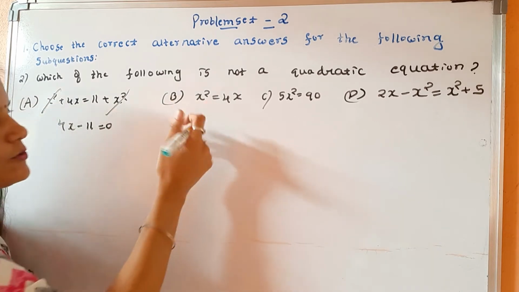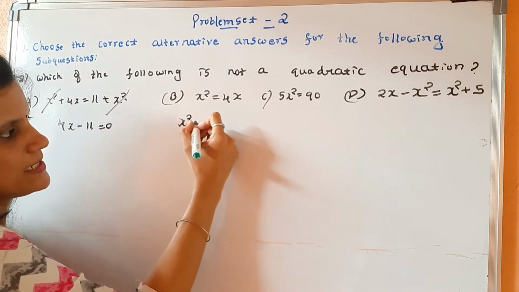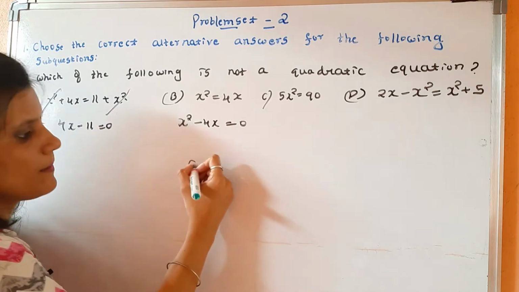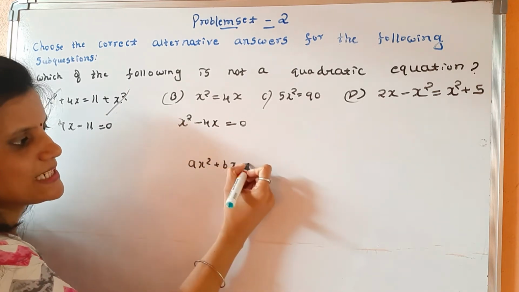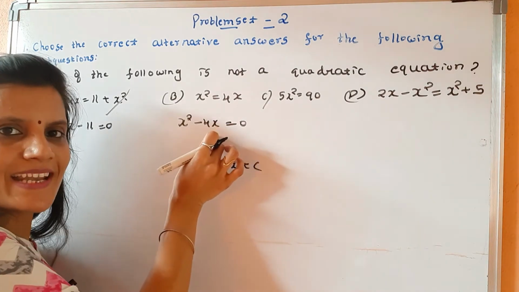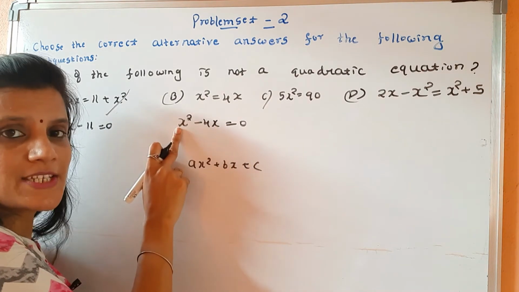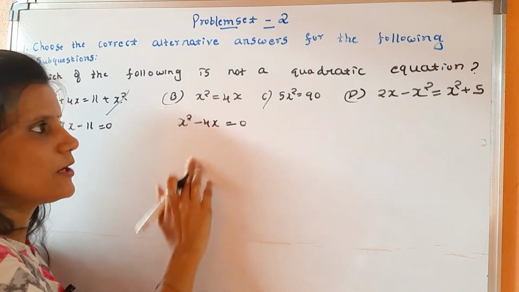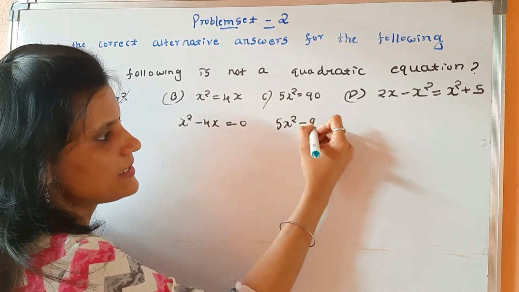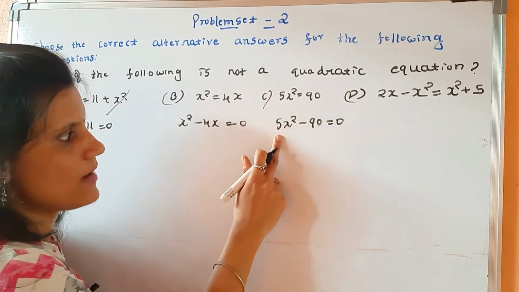Let me solve the others also. x square, 4x bring this side, minus 4x is equal to 0. Now you will tell me, ma'am, this is ax square plus bx, but c is not there. See, if c is not there, it doesn't matter because in place of c we can write 0 also, and we got the highest degree, that is x square. So this can be the quadratic equation. Now the next one, this will be 5x square minus 9 equal to 0. This also has the highest degree 2.